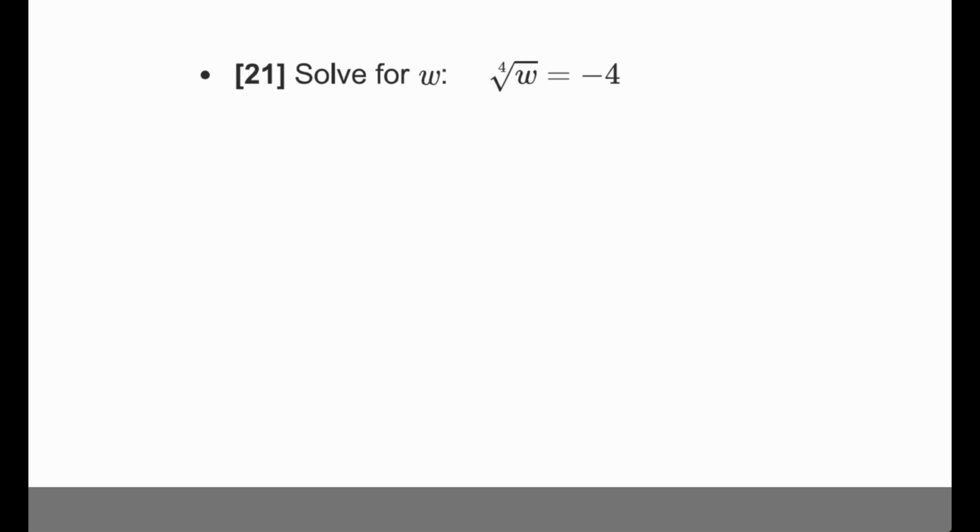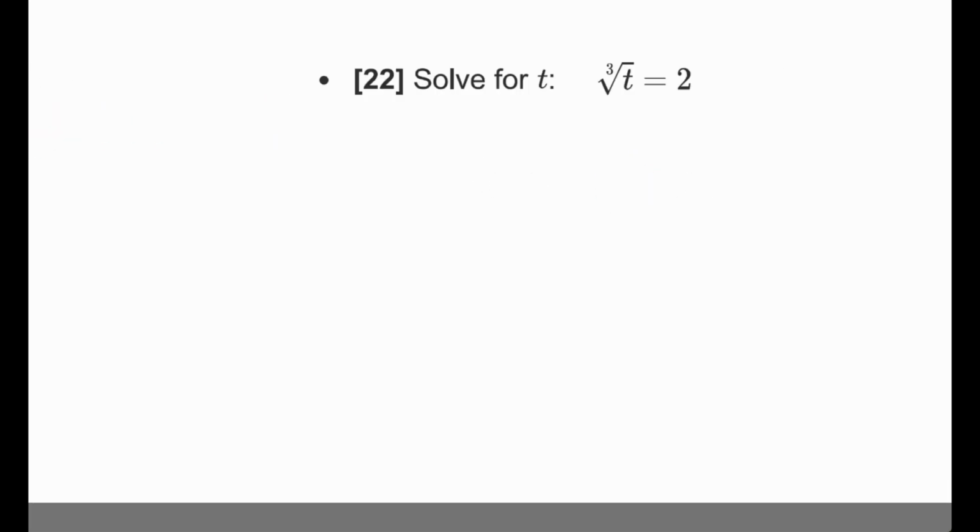21. Okay, we have an even indices with that 4, and then it's set equal to a negative. So right away, we know that this isn't going to work, so we're just going to write no solution. If you wanted to, though, you could obviously check it yourself and see that it's going to be no solution. But for the sake of time, I'm just going to say no solution and move on to the next problem. 22. Odd indices. We're going to cube both sides to get rid of the cube root.